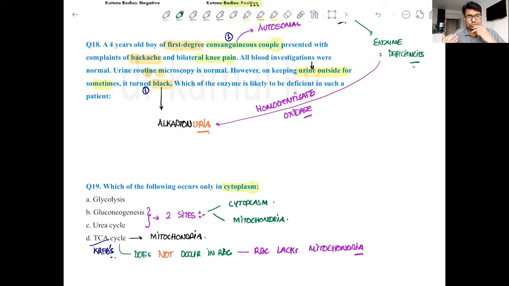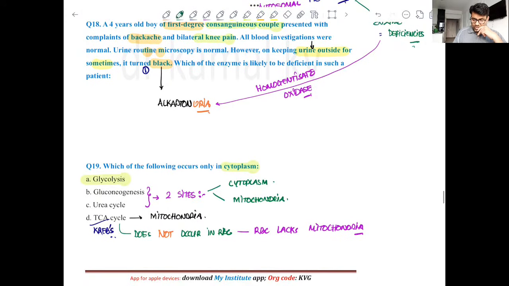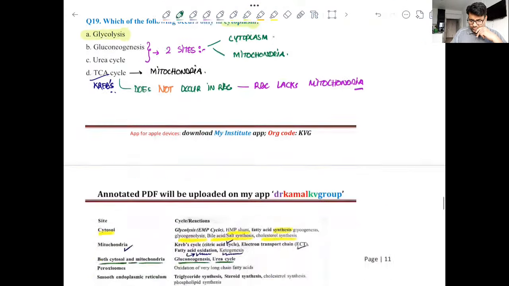Gluconeogenesis, that is formation of sugar from non-sugar sources like lactate, pyruvate, alanine, and the urea cycle, these two are occurring at both the sites. Now the only one of the options which is occurring exclusively in cytoplasm is glycolysis, that is breakdown of glucose into pyruvate or lactate depending on the aerobic or anaerobic conditions. Clear? So the answer is glycolysis here.